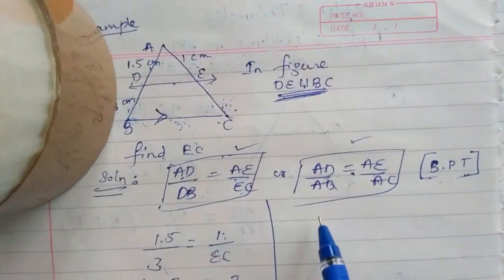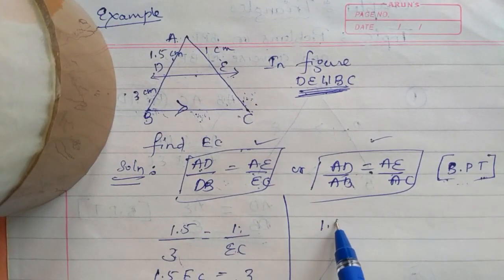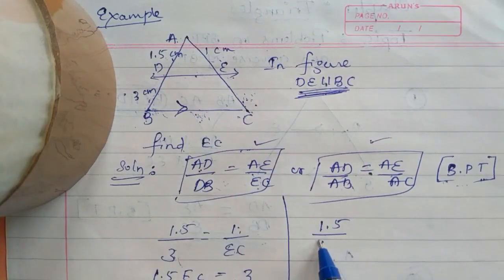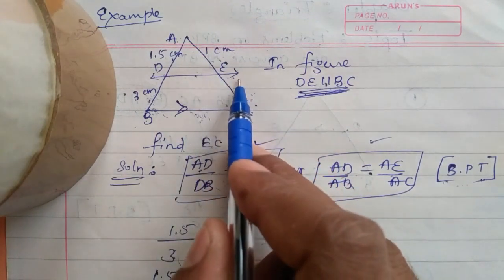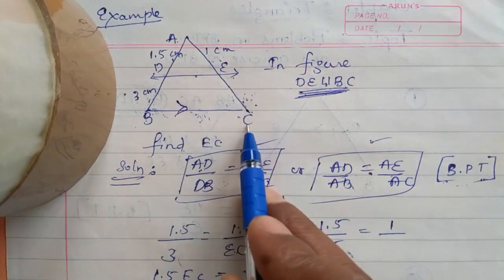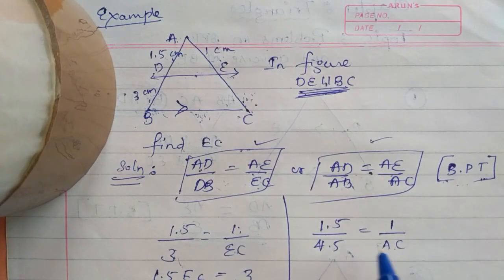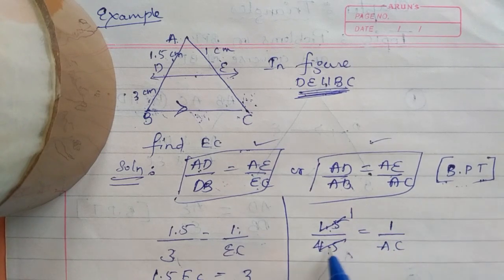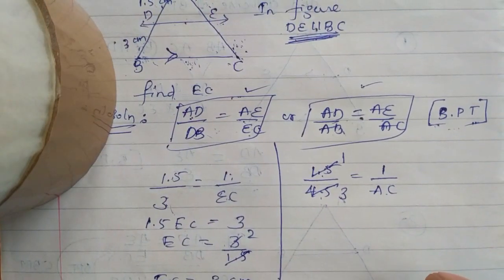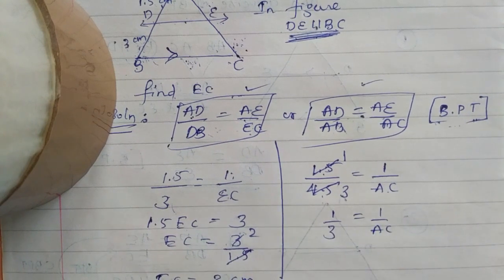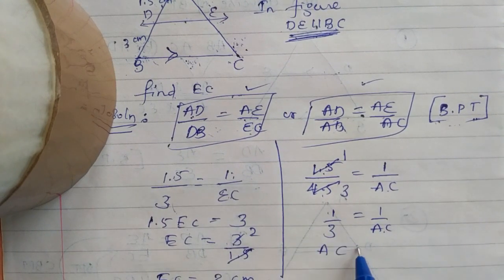If I use the additional result of the BPT here, that is the part-by-whole form, what answer do we get? AD is 1.5, AB is the whole thing, 1.5 plus 3, which is 4.5. AE is 1, AC the whole thing is not given, AC only. 1.5 by 4.5 is 1 by 3, equal to 1 by AC. Cross multiply: AC into 1 is AC, 3 into 1 is 3. We get AC as 3 centimeter.